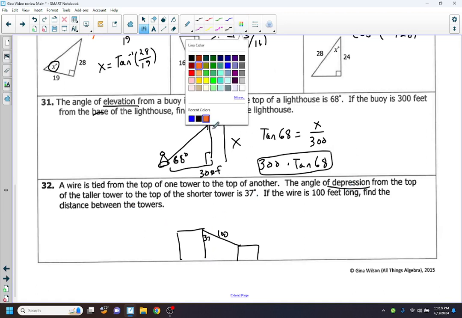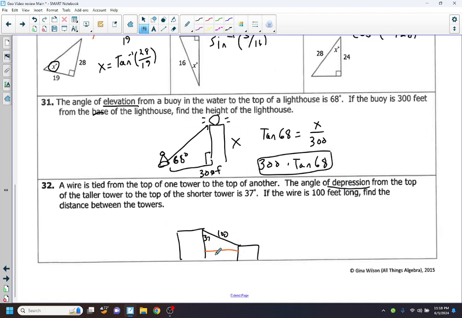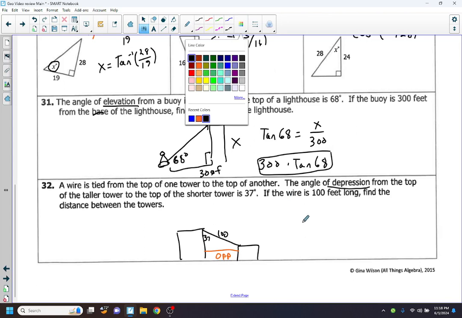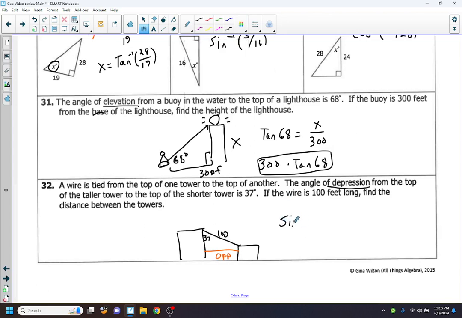So if the wire is 100 feet long, I need to figure out how long this is, aka the opposite. In this case, this is the opposite, this is the hypotenuse, and I have an angle there. It's going to be sine. So sine 37 equals opposite over hypotenuse 100, so opposite is 100 times sine 37.